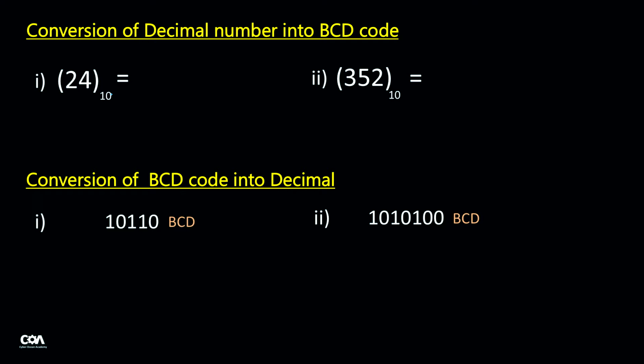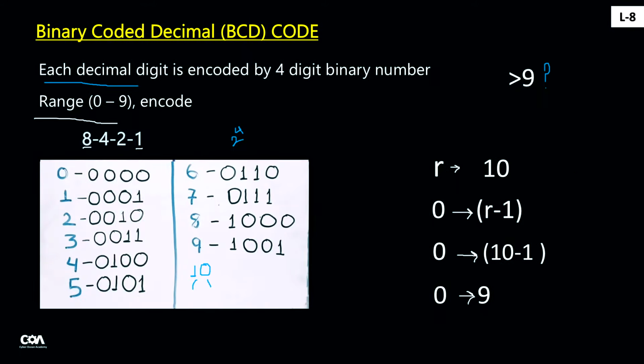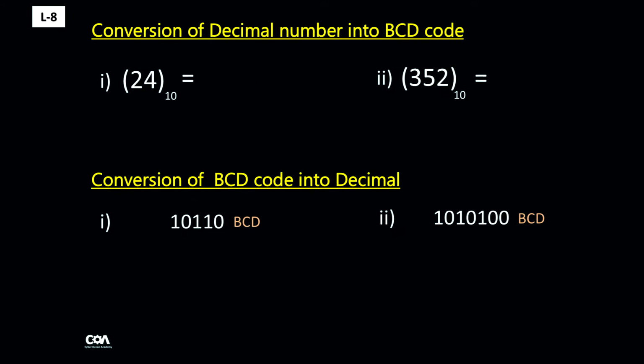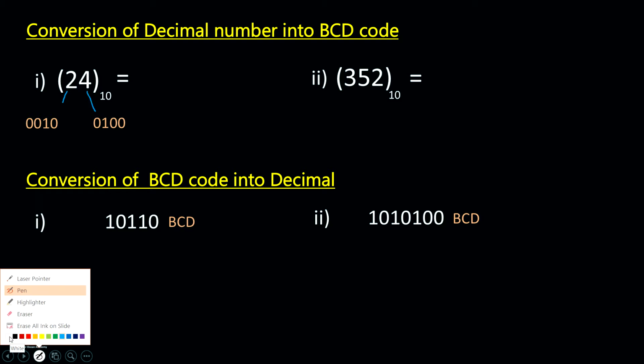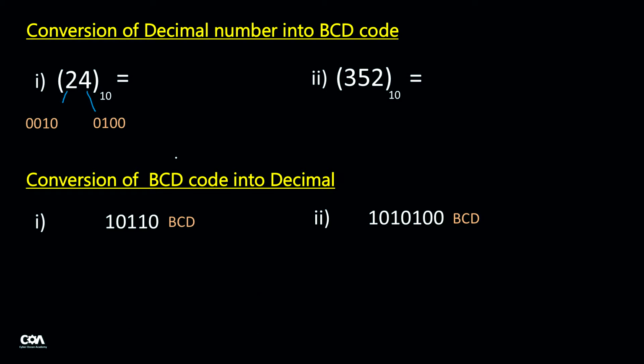Here we will write the equivalent of 2. With the help of the table, we can see the equivalent of 2 in BCD code. In this way, for 2 we can write 0010, and for 4 it is basically 0100. So the equivalent BCD code of 24 is 0010 0100. So this is basically our equivalent BCD code.